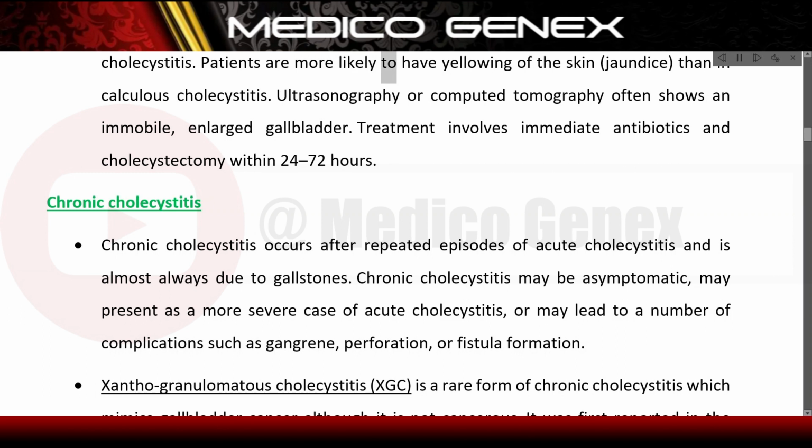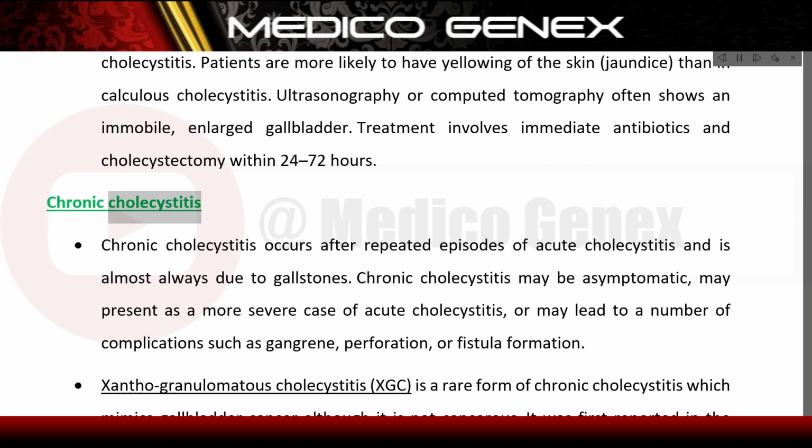Patients are more likely to have yellowing of the skin, jaundice, than in calculous cholecystitis. Ultrasonography or computed tomography often shows an immobile, enlarged gallbladder. Treatment involves immediate antibiotics and cholecystectomy within 24–72 hours.